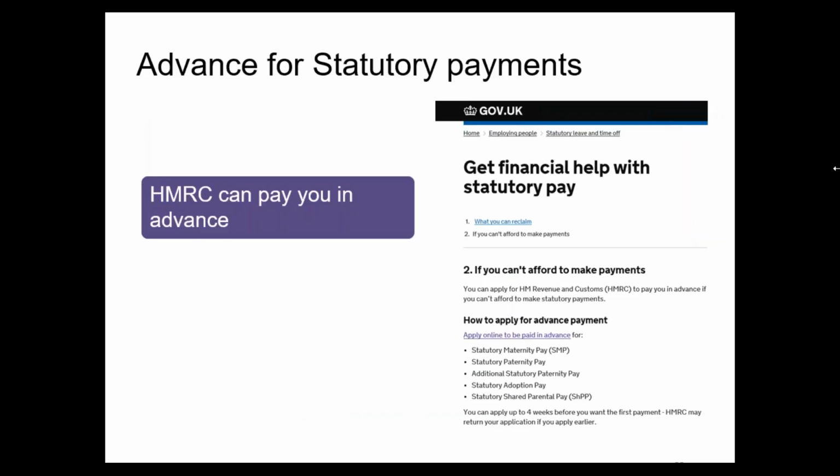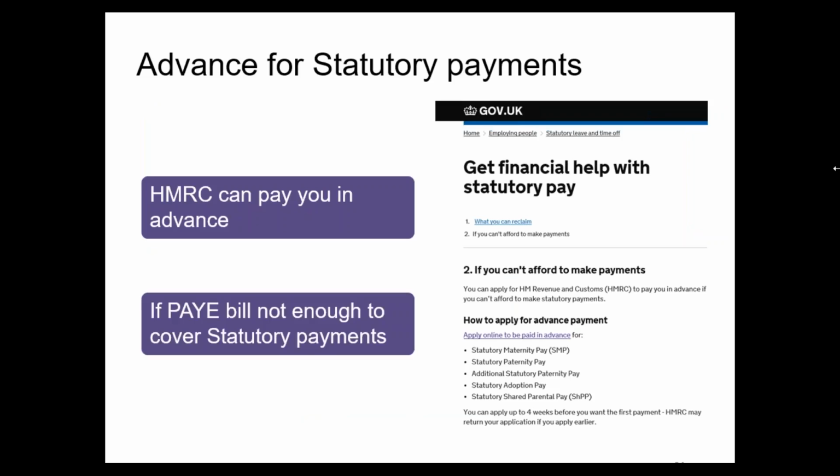Another way you can get help to make statutory payments is to apply to HMRC for an advance payment. You can do this if your bill each month based on your FPS reports won't be enough to cover the statutory payments you need to make. Now there's more information about this on the gov.uk website.